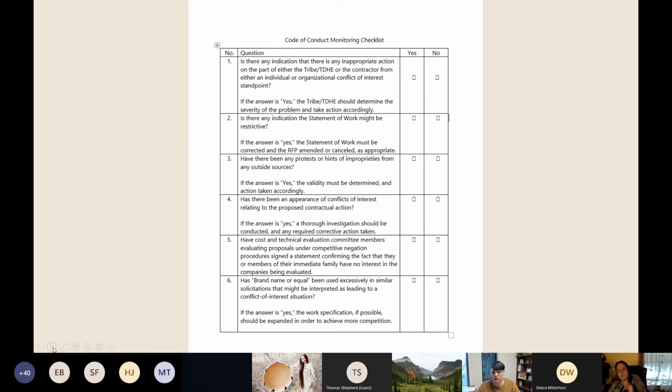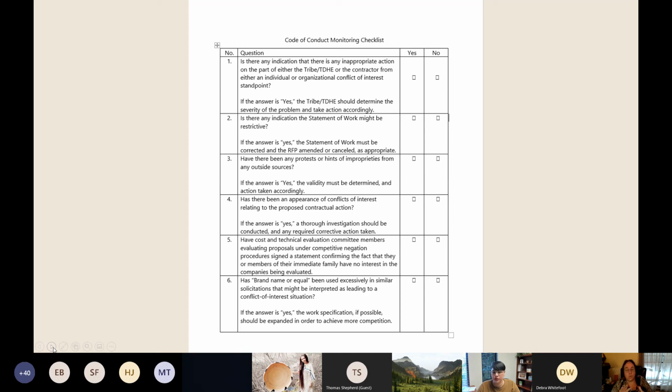So this is a code of conduct monitoring checklist. When you do your self-monitoring before you do your APR, when it comes to procurement, you could slide this in the file, and this could be part of your procurement checklist. And it would be for your code of conduct. Is there any indication that there's an inappropriate action on the part of the tribe or the TDHE or the contractor?